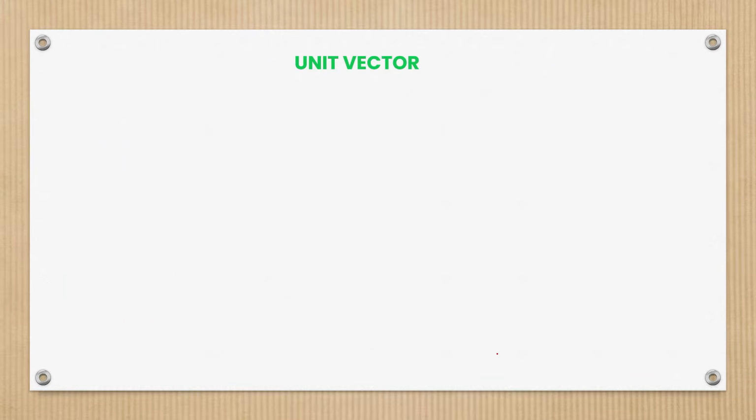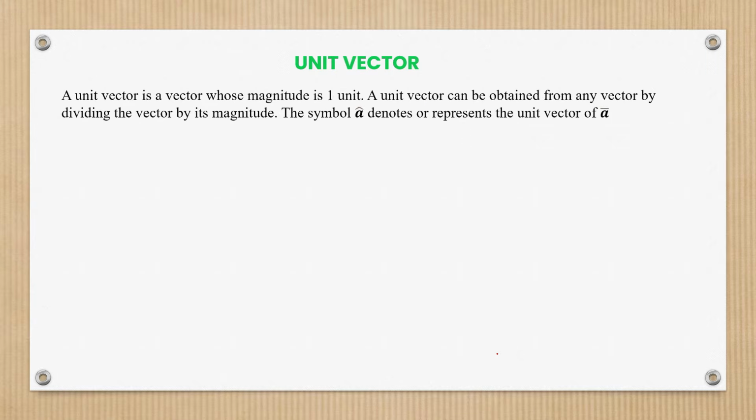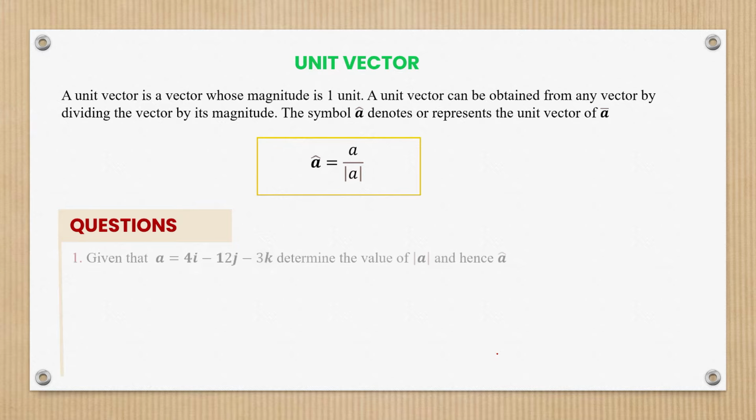Alright, next let's look at a unit vector. A unit vector is a vector whose magnitude is 1 unit. A unit vector can be obtained from any vector by dividing the vector by its magnitude. The symbol A with a hat denotes or represents the unit vector of A. So to find the unit vector of A, we're going to have the vector A divided by its magnitude. And that's the formula.